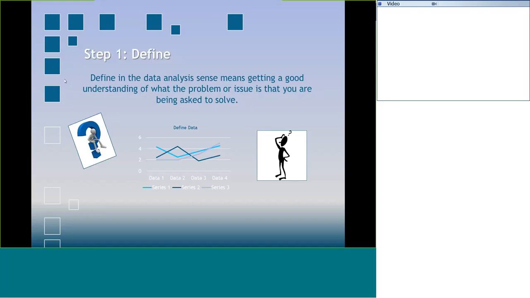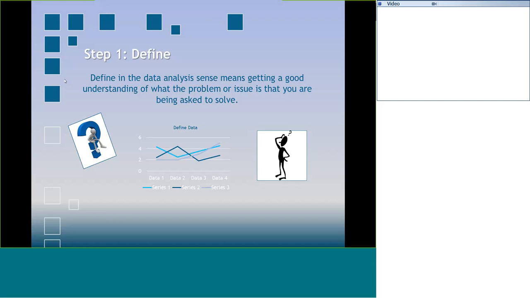Step 1 is define. Define in the data analysis sense means getting a good understanding of what the problem or issue is that you are being asked to solve. This includes creating a question to answer. It may be that you need to help understand if patient care ratings went up compared to last year, or that you need to find out if there's a trend developing in the length of time that meeting rooms are booked for on a daily basis.